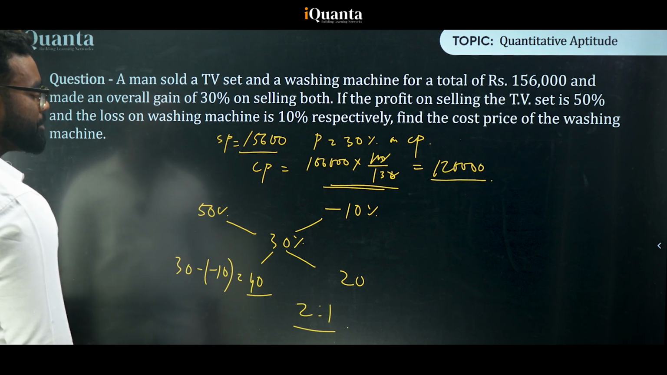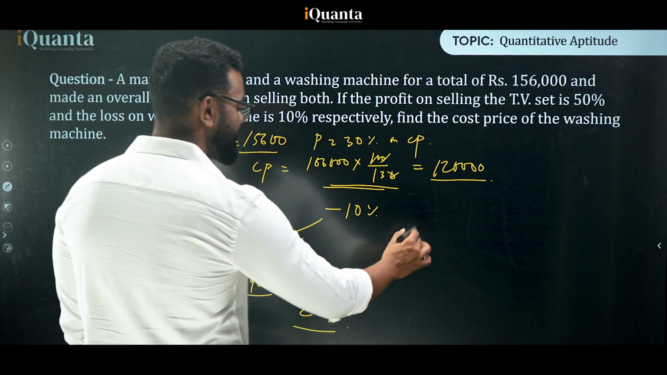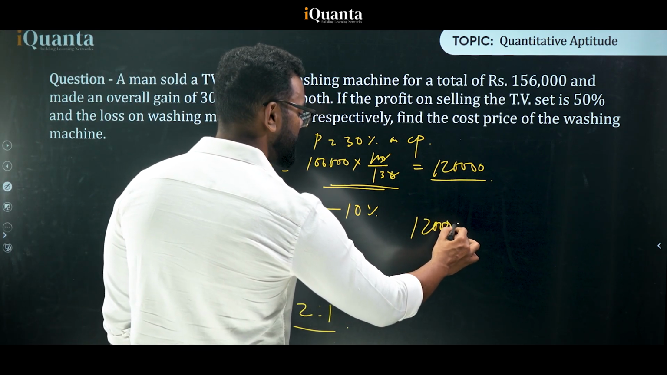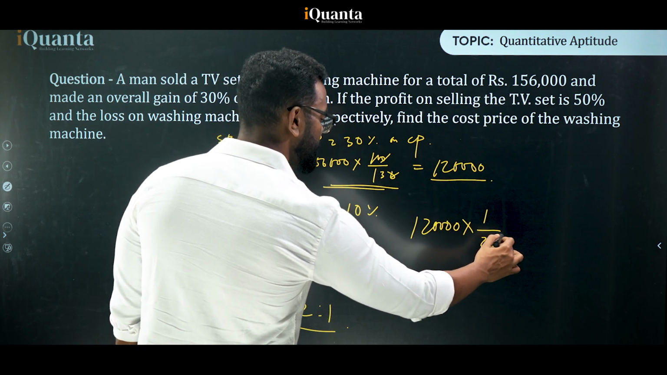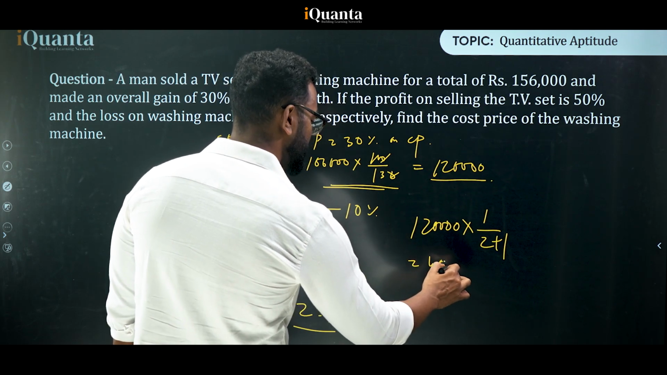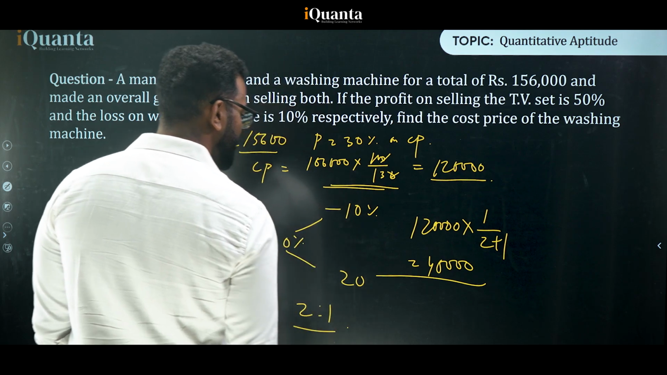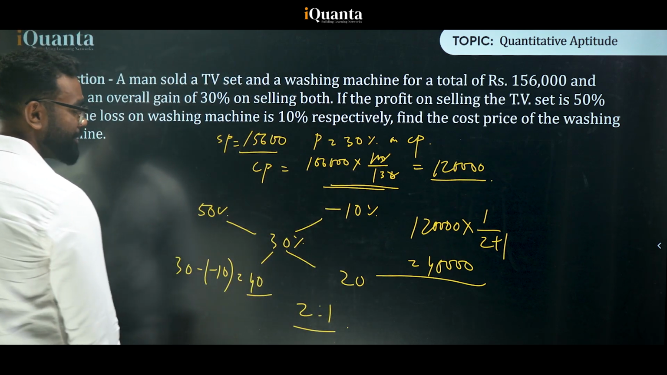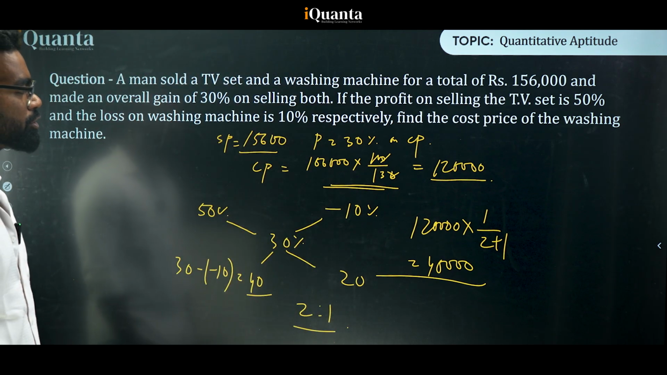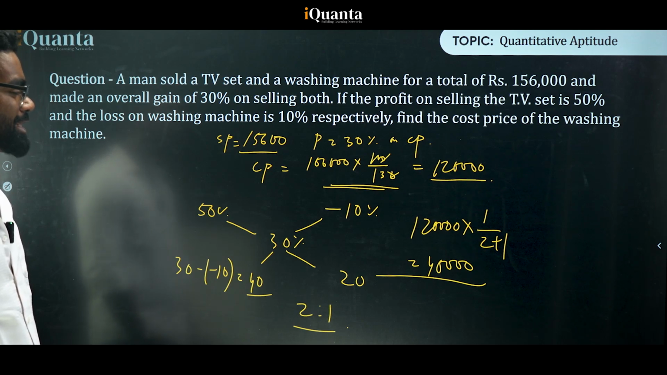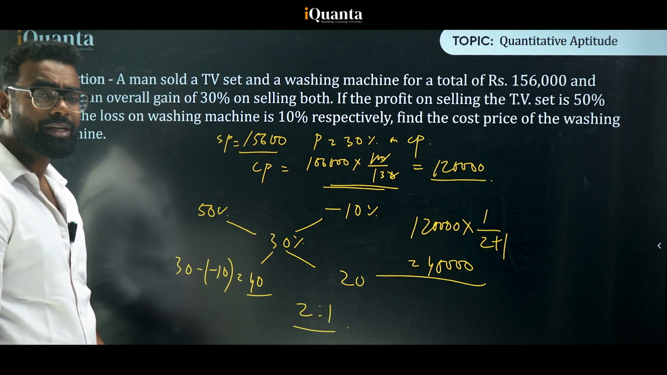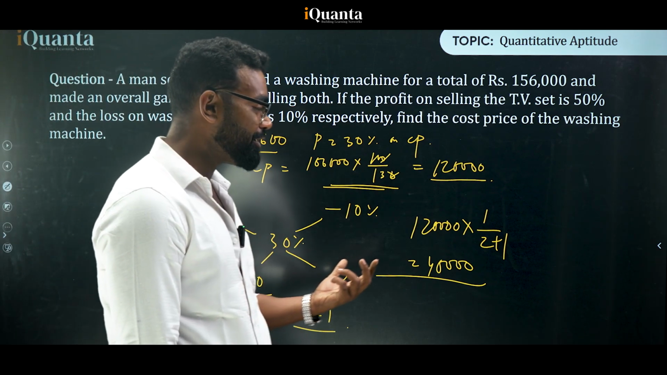Now I need to find the price of the washing machine. The washing machine has 10% loss. So the price of the washing machine has to be 1,20,000 into 1 upon 2 plus 1, which is the same as 40,000. So the price of the washing machine is nothing but 40,000. So hence you can solve this question directly. That is 40,000 straight.